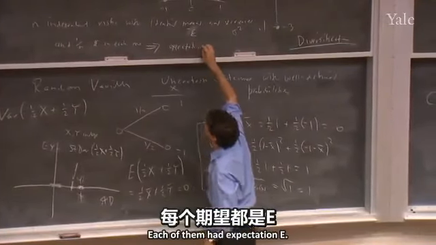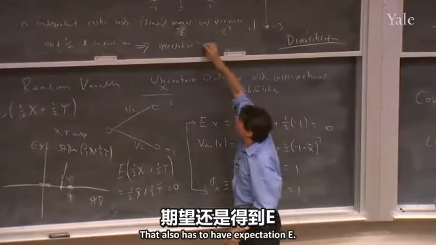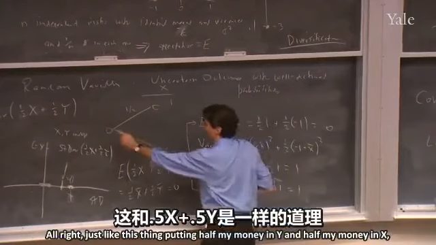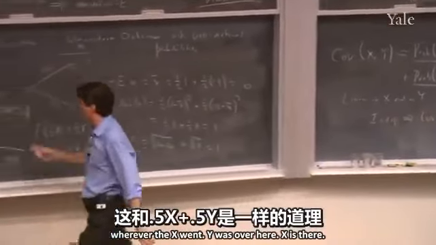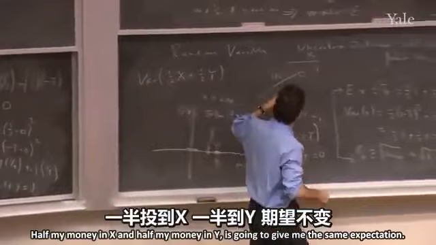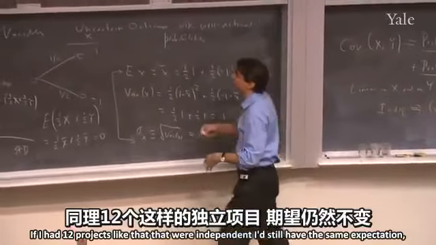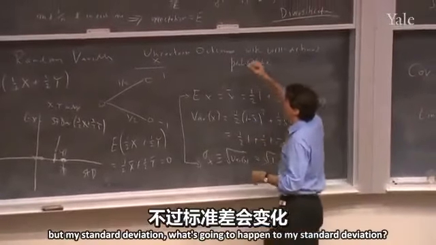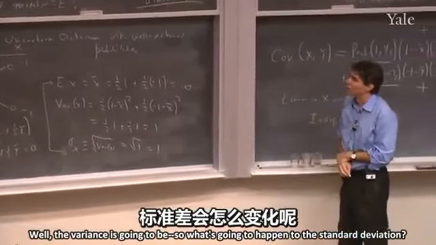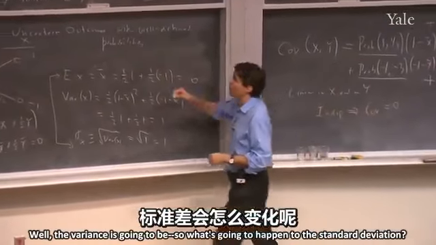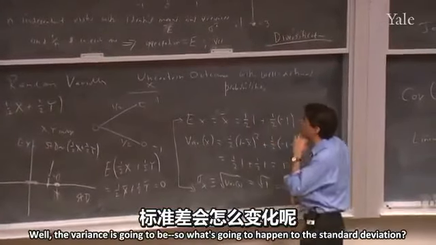Each of them had expectation E. I now split my money among all of them, all with the same expectation. That also has to have expectation E. All right, just like this thing, putting half my money in Y and half my money in X, wherever the X went, Y was over here, X is there. Half my money in X and half my money in Y is going to give me the same expectation. If I had 12 projects like that were independent, I'd still have the same expectation. But my standard deviation, what's going to happen to my standard deviation? Well, the variance is going to be, so what's going to happen to the standard deviation?